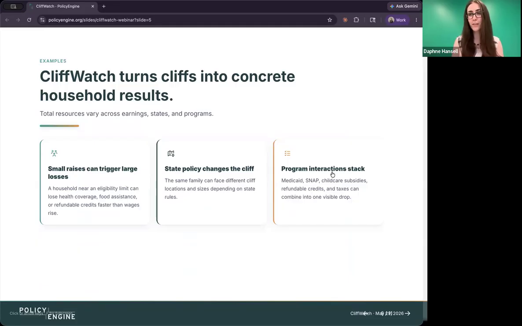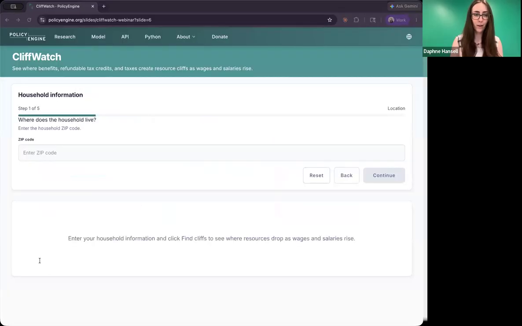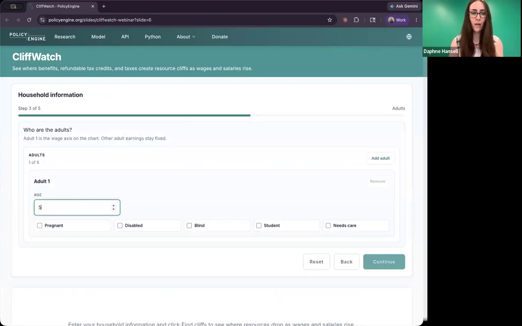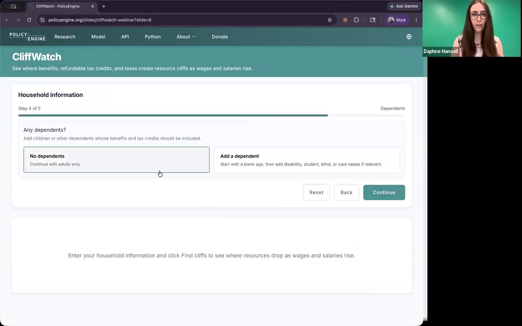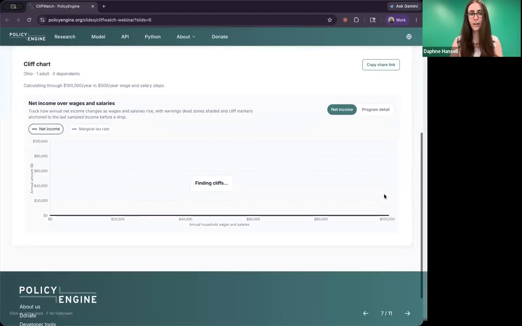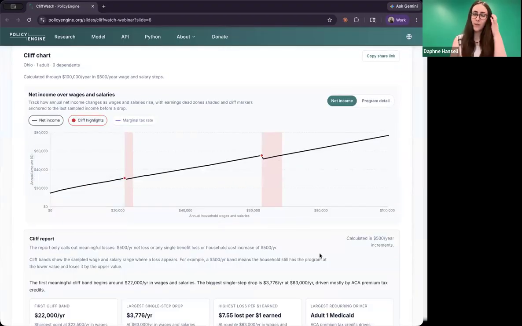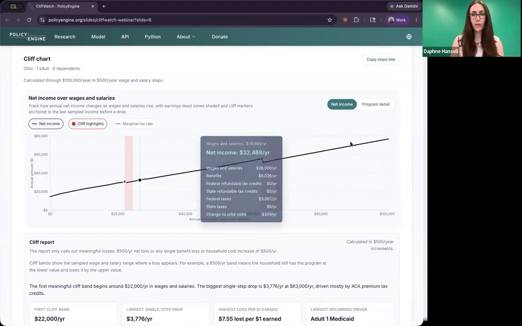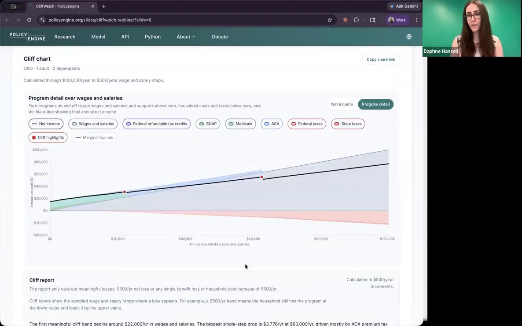So I'm going to walk us through a couple of examples, starting on the more straightforward side and then getting into slightly more complicated cliffs. We're just going to start very simple: a 55-year-old adult in Ohio, no dependents, single. Just look at some cliffs. There are two cliffs that we can see on this net income chart, and then we can look at the program detail as well.